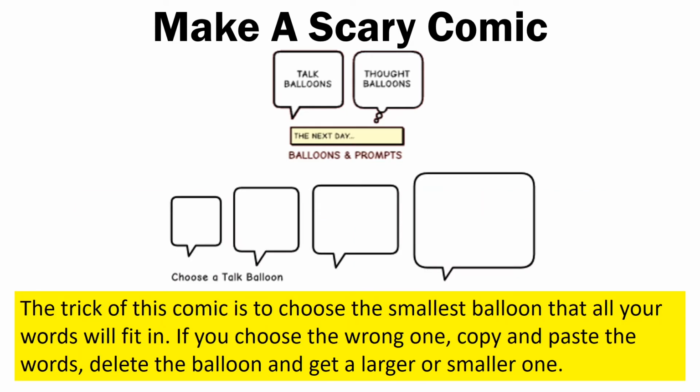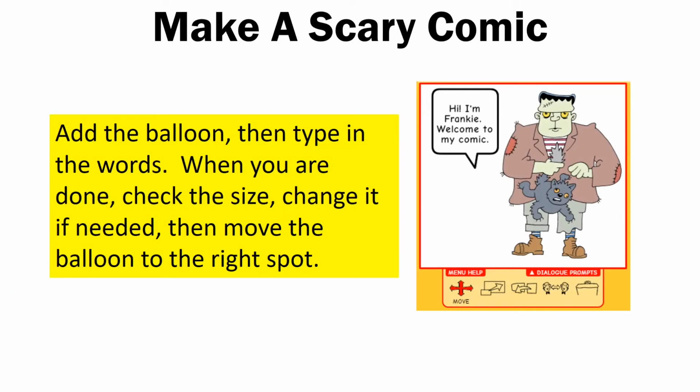The trick of this comic is to choose the smallest balloon that all your words will fit in. If you choose the wrong one, copy and paste the words, delete the balloon, and get a larger or smaller one. Add the balloon, then type in the words. When you are done, check the size, change it if needed, and then move the balloon to the right spot. It's just like changing the size of a character.